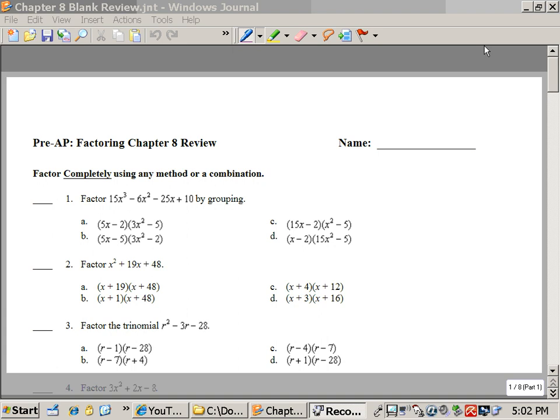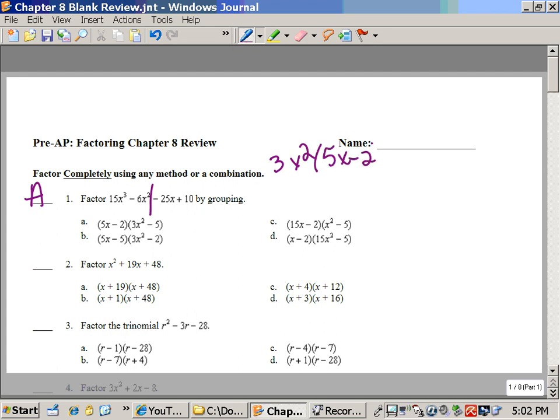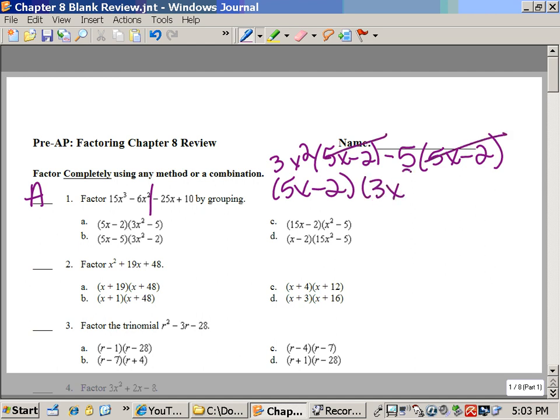All right, first I'm going to tell you the answer, and then I'm going to work the problem very, very quickly. Number one, the correct answer was A. If you factor this problem, you have to divide and conquer. I'm going to take a greatest common factor of 3x squared. That leaves me with 5x minus 2. On the second part, I can take out a minus 5 because the minus is in front, and that leaves me with 5x minus 2. If I take out 5x minus 2 as a common factor, I have left 3x squared minus 5, final answer.